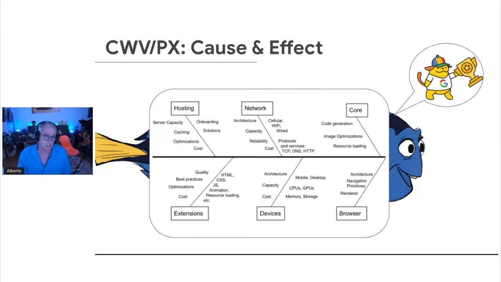Is caching being used? As I mentioned before, what are the optimizations that are used? You can do the same with each of these categories and identify several factors that are related to Core Web Vitals. I don't want to get into details of each one because it's not necessary, but just to bring the point home that there are many factors that influence what you want to see. So this is the first part of understanding page experience and Core Web Vitals.